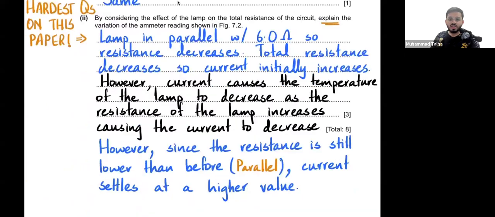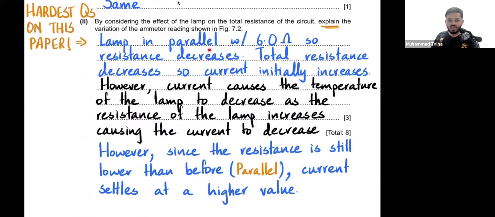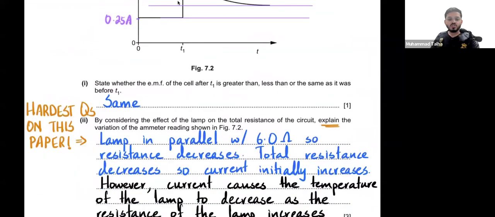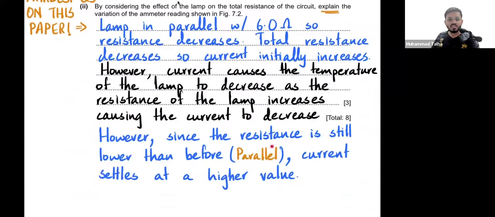Now look at this answer really closely. All of this we have talked about. So the lamp is in parallel, so resistance goes down, current goes up. But because of the heating effect of the current, the temperature of the lamp also increases, right? Which causes the current to decrease. But the final current is still more.